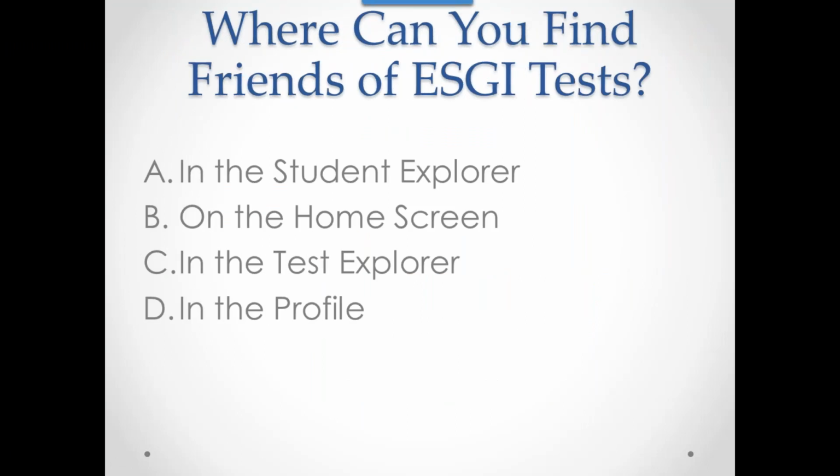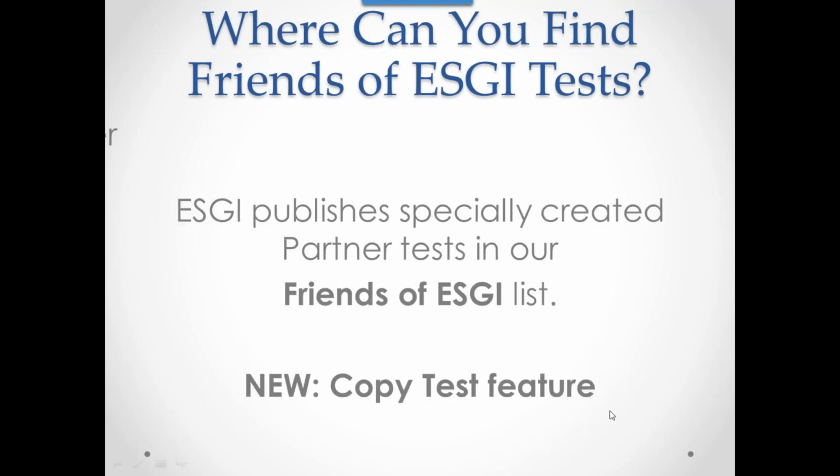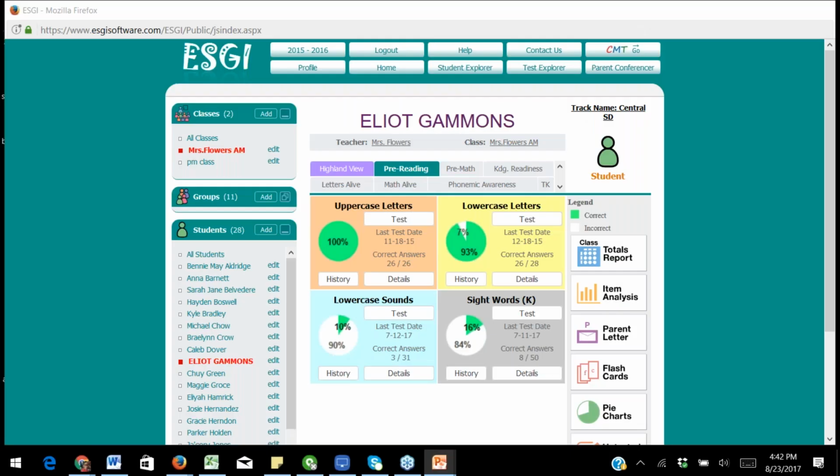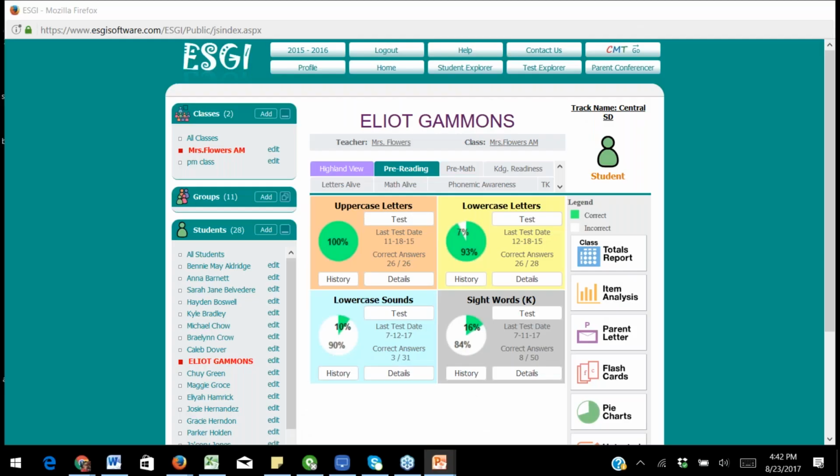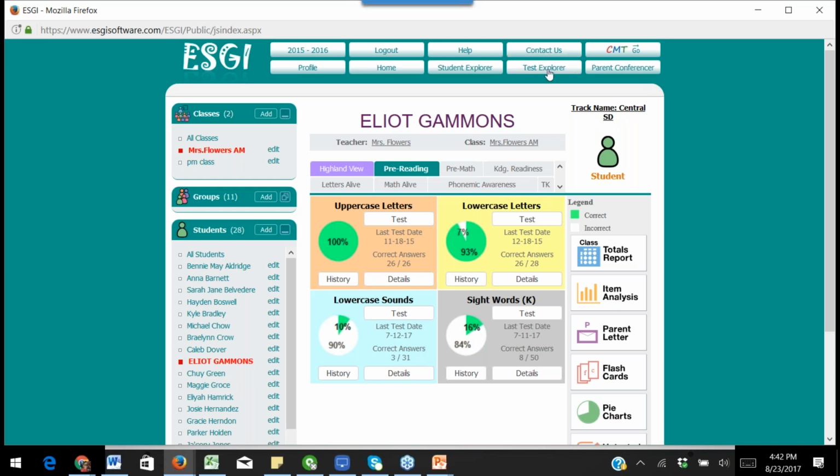Okay, many of you are experts of ESGI, so tell me, where could you find Friends of ESGI tests? Is it in the Test Student Explorer, on the home screen in the Test Explorer, or in your profile? You're all so smart. It is in the Test Explorer. Now, the reason I want to show you the Test Explorer is because we have a Friends of ESGI list that our partners have created, and I wanted to show you the copy test feature because you may or may not be using that, so I wanted to bring that to your attention.